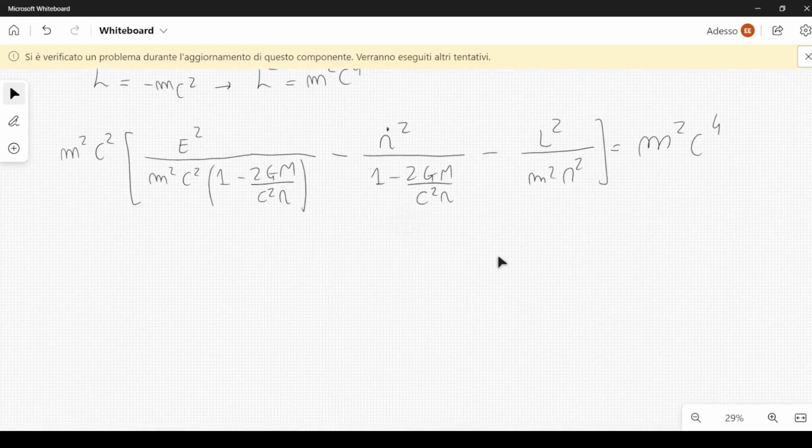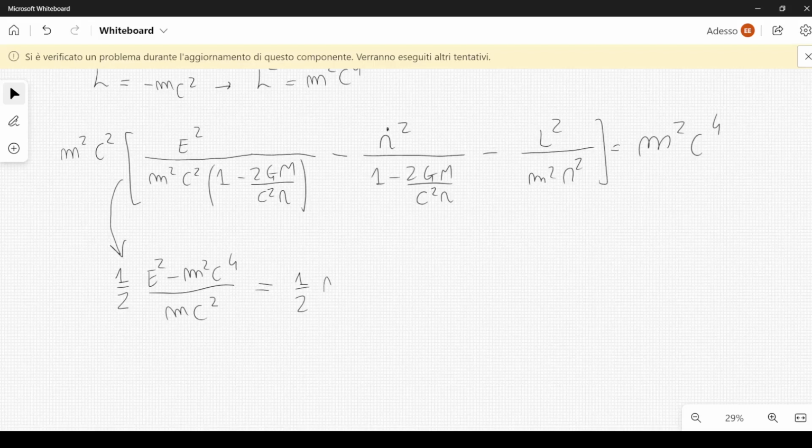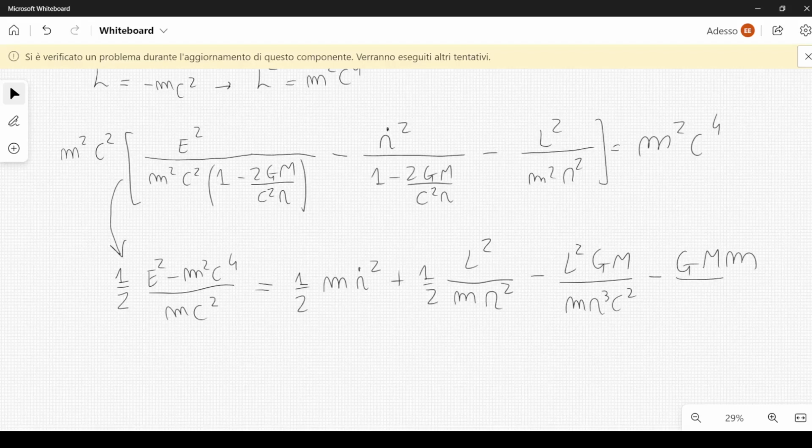Now we can do some algebra here, and I'm not going to do all the algebra. I mean, it is just two, three steps. It will really take a short time to do it. I'm going to rewrite this equation like this: 1/2 (E squared minus m squared c to the fourth) over mc squared is equal to 1/2 m r dot squared plus 1/2 L squared divided by m r squared. Then we get minus L squared GM divided by m r cubed c squared, and then we get minus GMm over r.